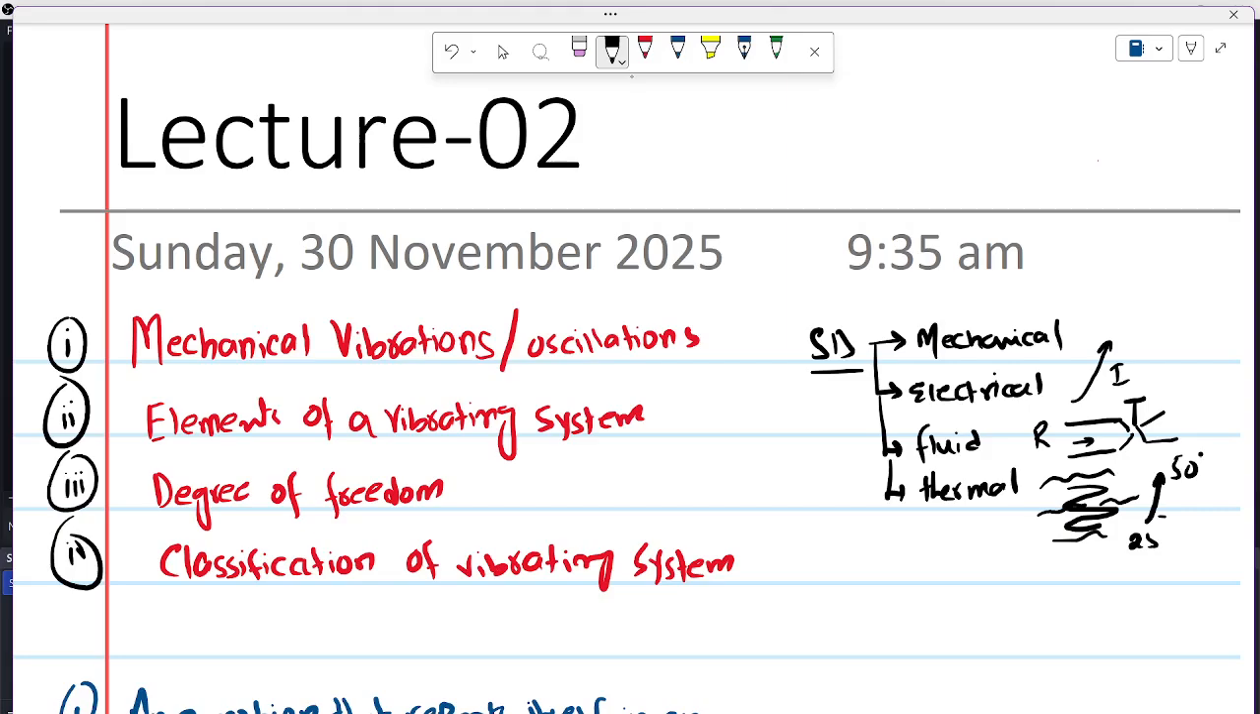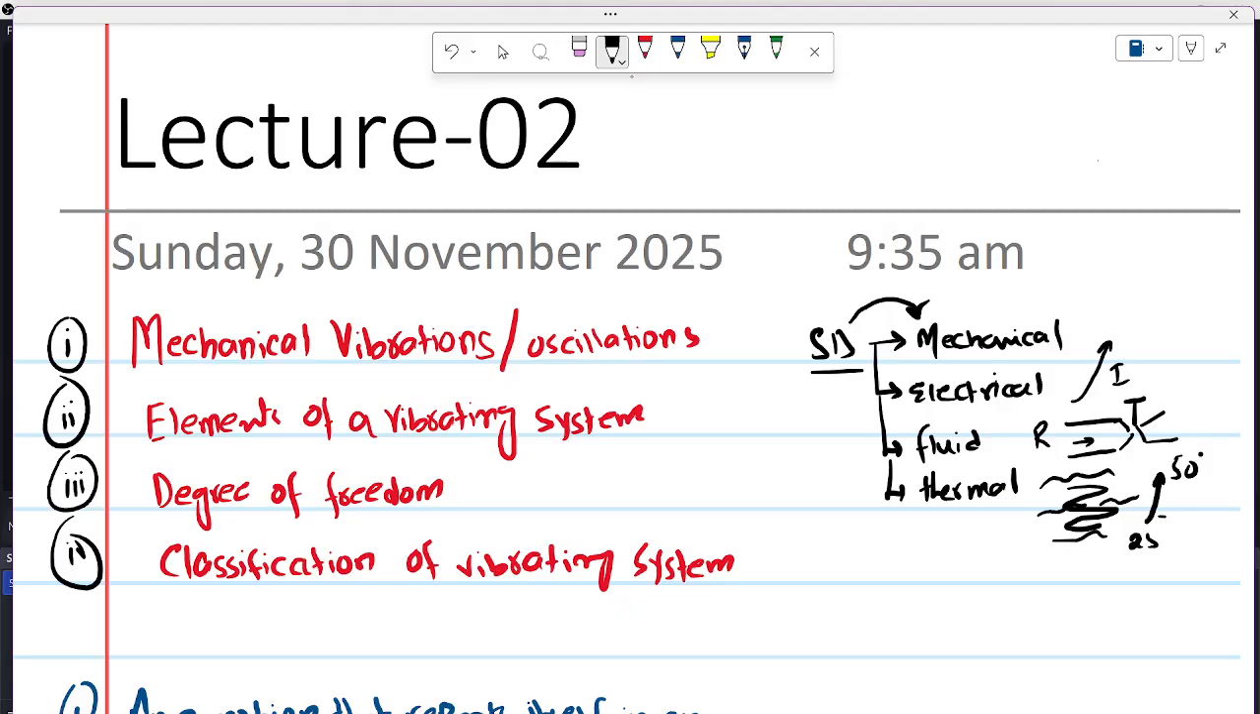So our subject is mechanical vibration, which is one of the applications of system dynamics. And the fundamentals of approaching the solutions of mechanical vibrations, or performing the analysis of a vibrating system, are the same. Obviously it depends on system dynamics, so the fundamental steps are the same.